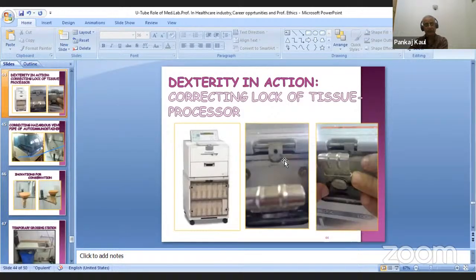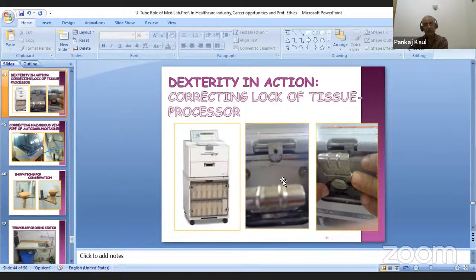Once we have this education and basics, we must have dexterity in action also. There was a problem once in our tissue processor. It was not doing proper vacuum suction. It was an imported instrument. So there was just a petty thing, just putting a strip in the lock.